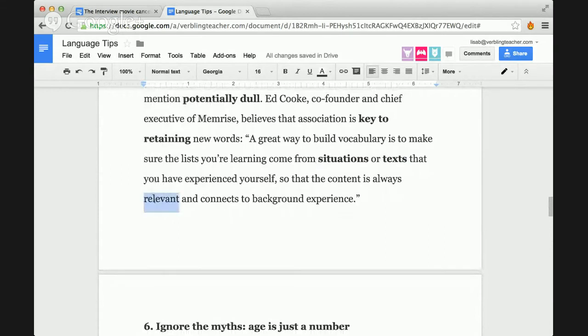So it'll be more relevant. Relevant means important to and useful to your actual situation. And if you can connect it to your background experience. So you've been reading a lot maybe about technology, then you would have a reason to learn a lot of words in that particular subject area. That's the idea. So you have some experience.